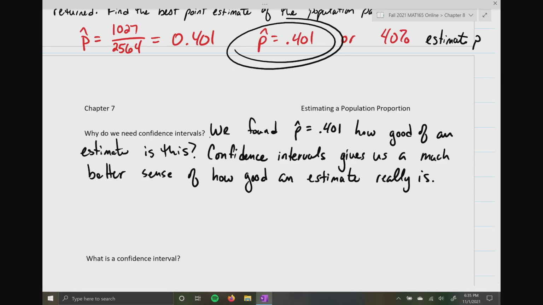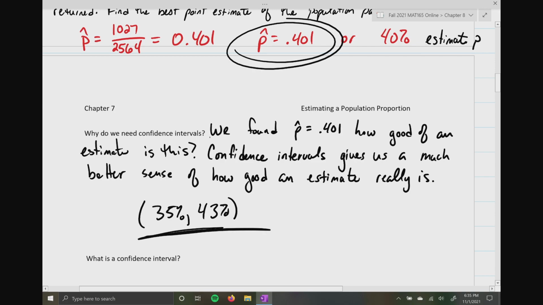Now, this estimate of 0.401, or 40% of the population, experiences this negative effect, okay? The question is, is that 40% really good? Think about it this way. What sounds better? 40%, or 35% all the way up to 43%? All right? This allows room for error, okay? And that's going to be huge when we start talking about standard error and margin of error coming up, all right?